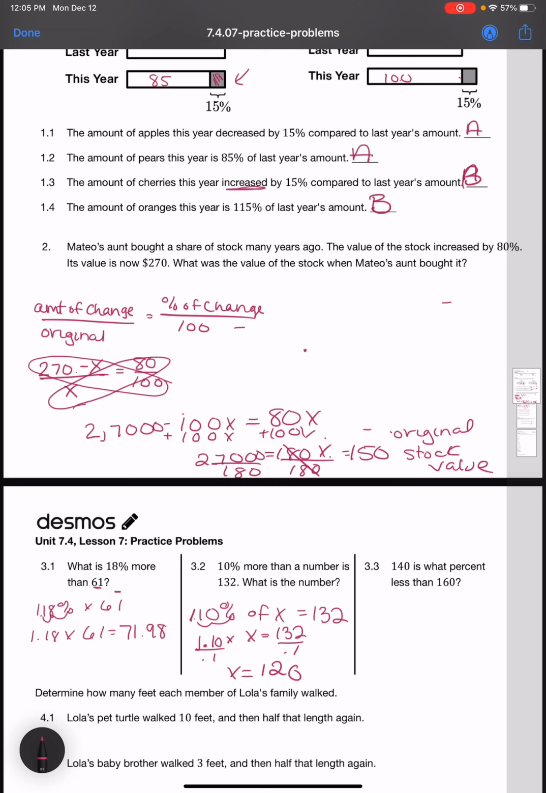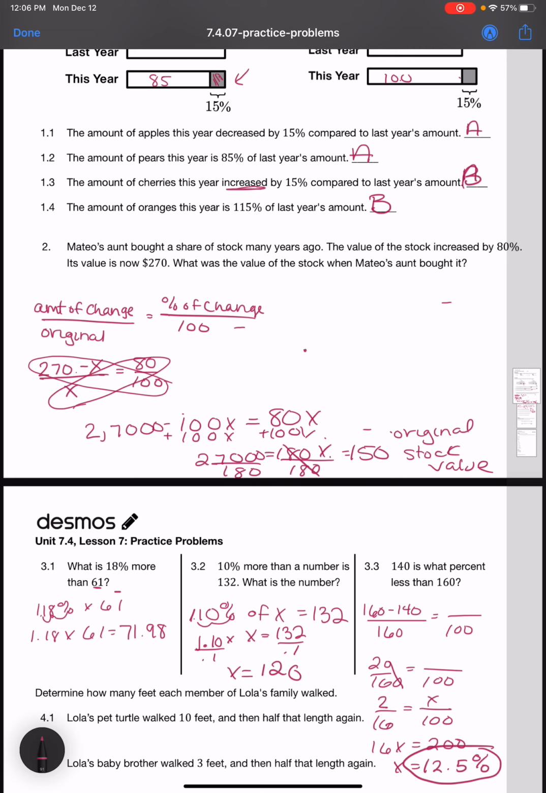Now, 140 is what percent less than 160? So this one we can use the amount of change. So we have 160 minus 140, and our original was 160. So we'd have 20 out of 160 equals x out of 100. So we could have 2/16, which would give us 16x equals 200. What would give me around x equals 12.5%.